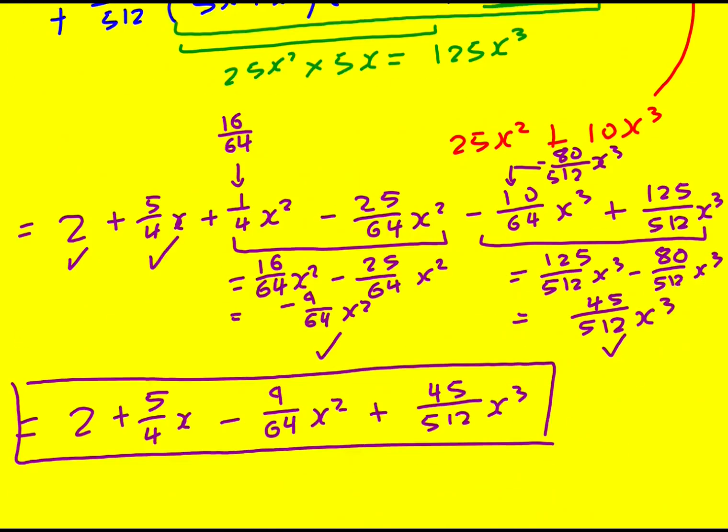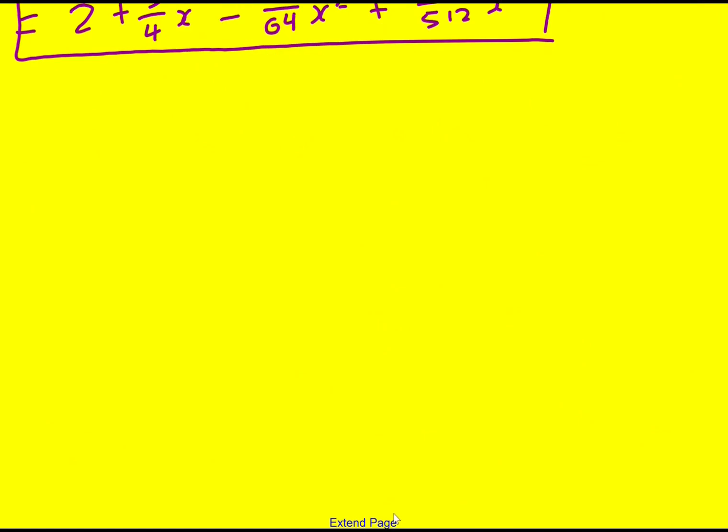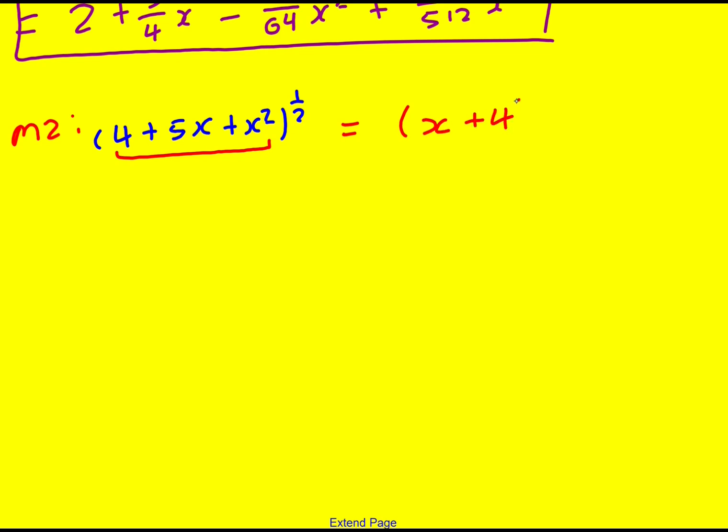And just before I move on, I'm actually going to go for a second method for doing this. It's quite a nice method, method 2. And rather than substituting in y equal to 5x plus x squared, we can actually factorize this expression here. We get x plus 4 times x plus 1, all raised to the power of a half, so we can actually deal with them separately. Actually, it's best to rewrite them in sort of binomial form, so like this.